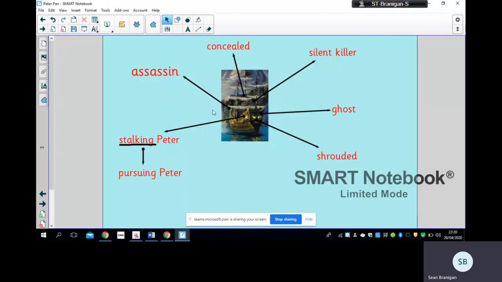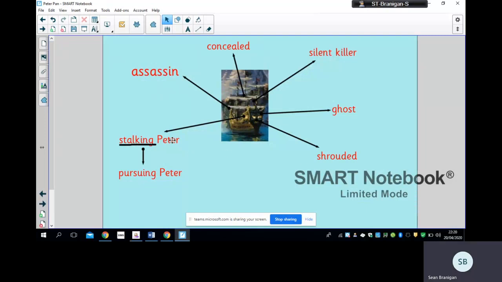So it reminded me of an assassin, a killer, because obviously the pirates on it, they're after Peter Pan and they'd like nothing more than to catch hold of him. Concealed, it was hidden in the mist. So concealed is another word for hidden. A silent killer. The fact that it's coming through the mist and you can't see it coming, it's silent, makes it sound a bit eerie as well. It's a bit spooky. It's a ghost because you can't see it in the mist. It was shrouded, that means covered by the mist.